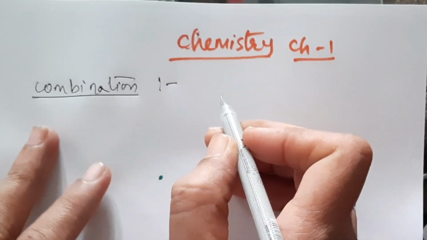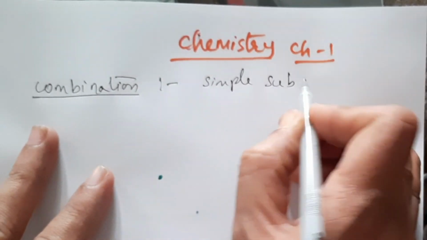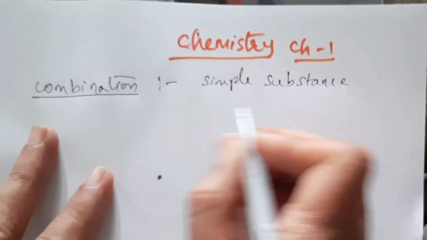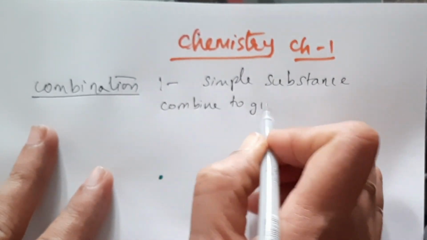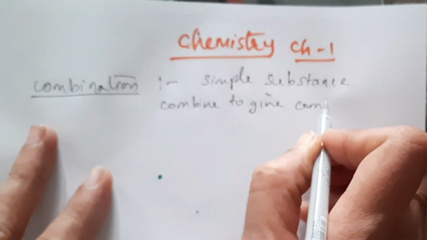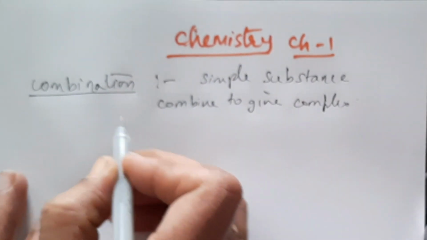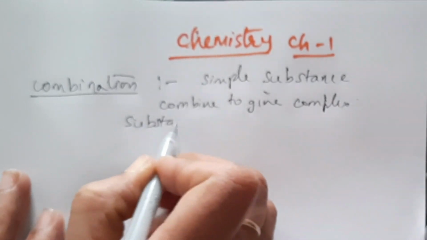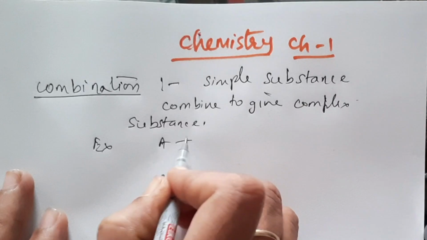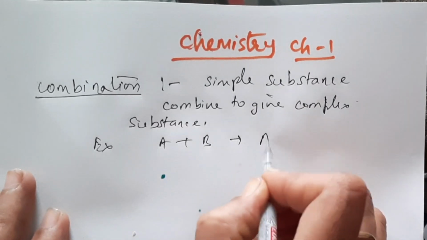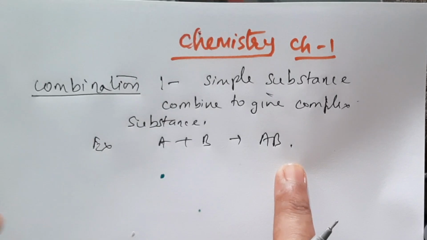Combination reaction is a type of reaction where simple substances combine to form complex substance. So here simple substances combine to give complex substance, which is called combination reaction. Example, A plus B gives AB. So here the simple substances are combining to give complex substance.